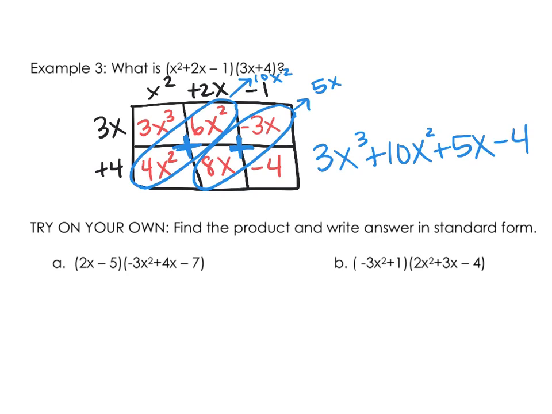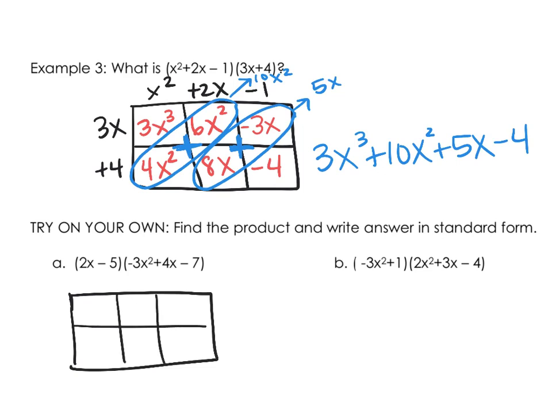If you want to pause the video and try to do the bottom 2 on your own, you can do so now. So now that you've tried those bottom 2, let's check how you did. I'm going to use the box method again. So on this one, I'm still doing 2 things times 3 things. So I'm going to make my box accordingly. So it was a negative 3x squared plus a 4x and a minus 7. And then my binomial was 2x minus 5.